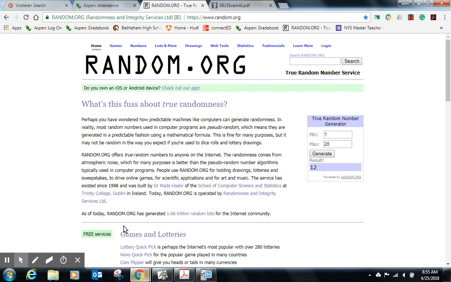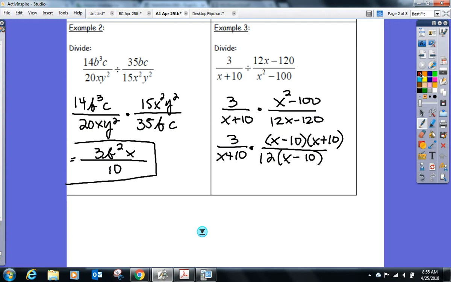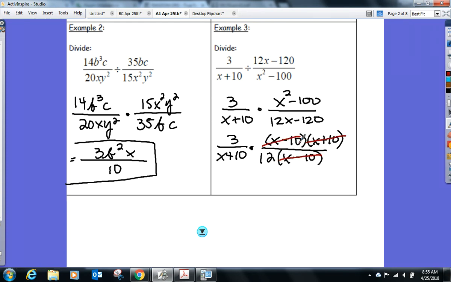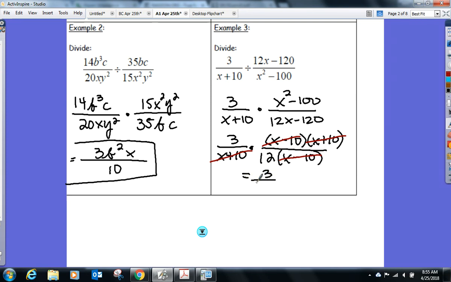Okay, now you're looking to simplify anything that's being multiplied. What do you want me to simplify? X minus 10. Yep. And X plus 10. And that's okay. Ready, Fiona? What are you left with on top? Over.